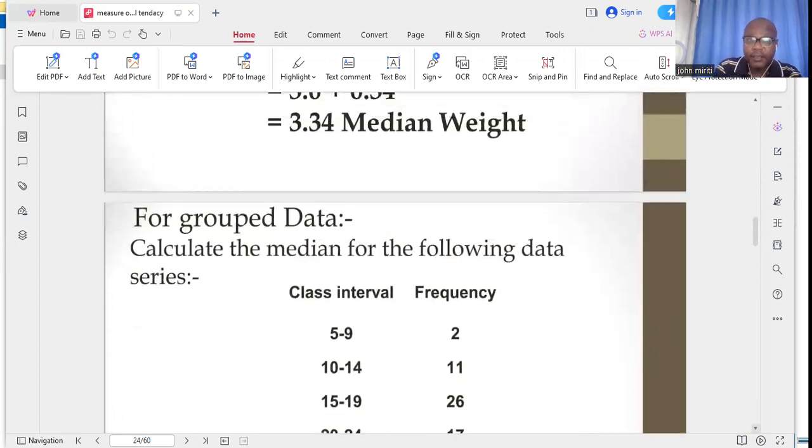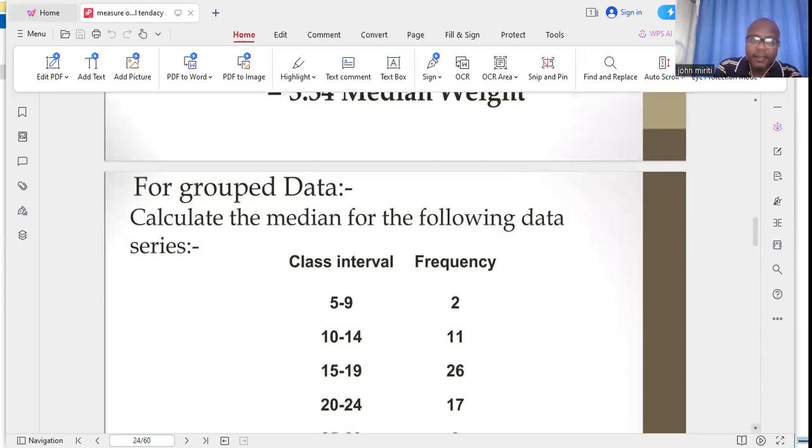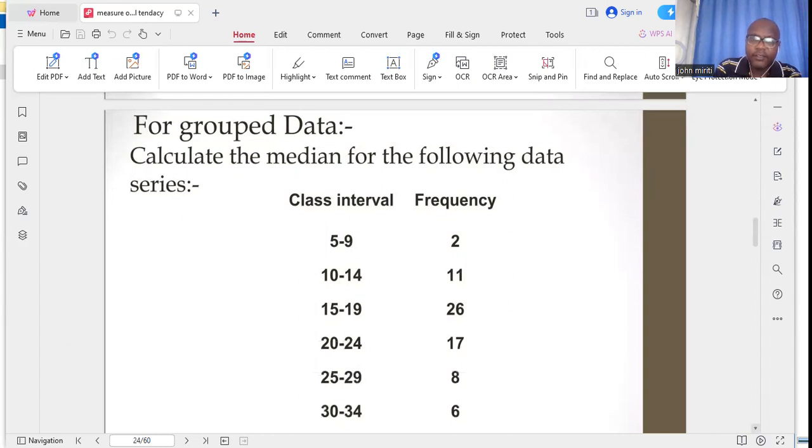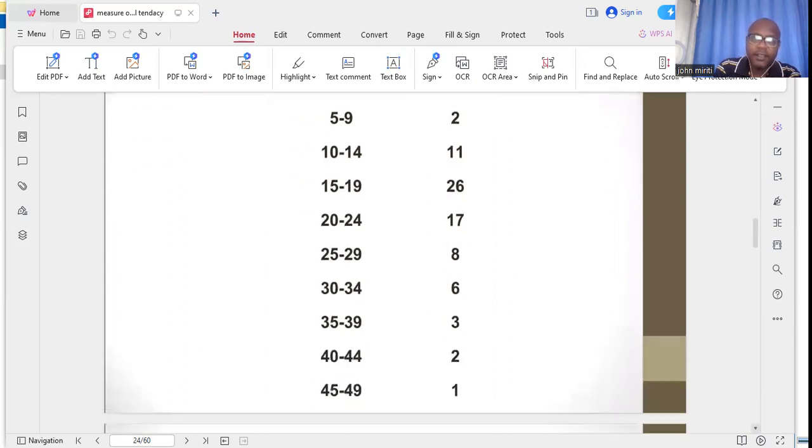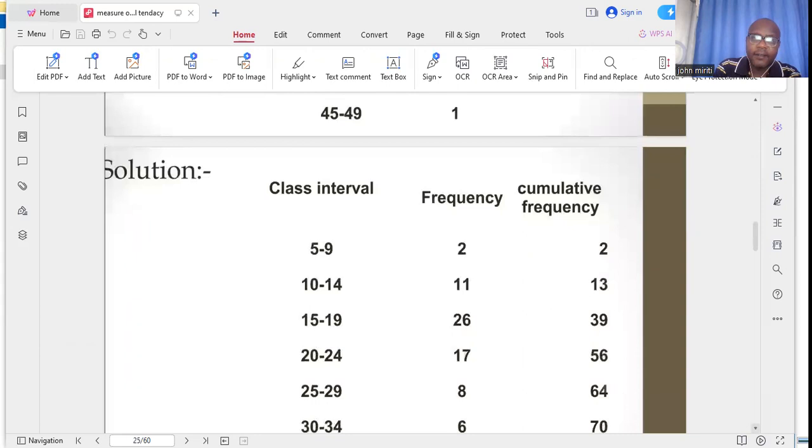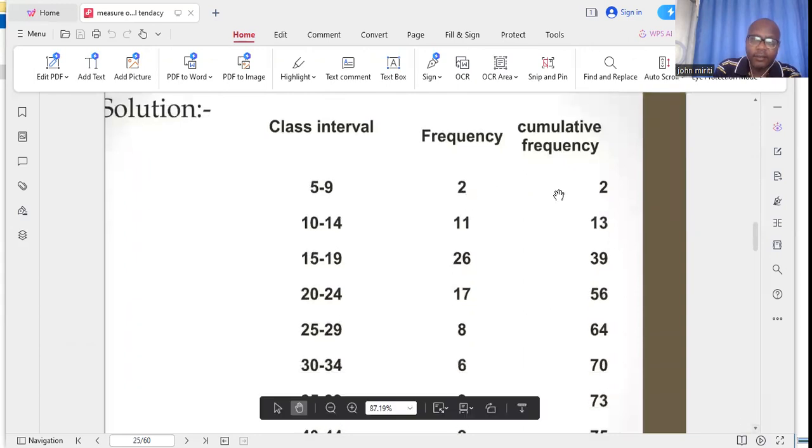From grouped data, calculate the median for the following data. You can see the class interval is 5 to 9. So you can see the lowest limit and the highest limit. You can see the frequency. Then you can bring it from this cumulative. This one is the cumulative data.